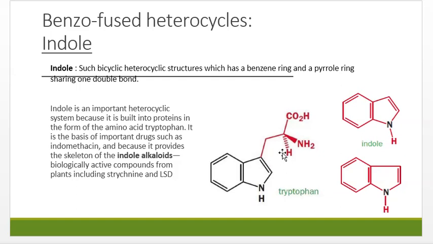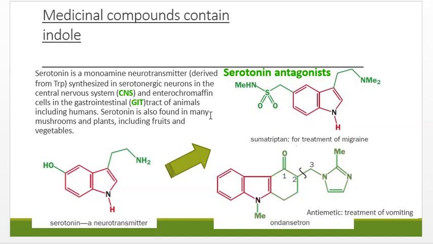Indole is an important heterocyclic system because it is found in proteins in the form of the amino acid tryptophan. This is the structure of tryptophan. It is a basis of important drugs such as indomethacin, and because it provides the skeleton of the indole alkaloids, biologically active compounds from plants, including strychnine. Medicinal compounds containing indole include serotonin.